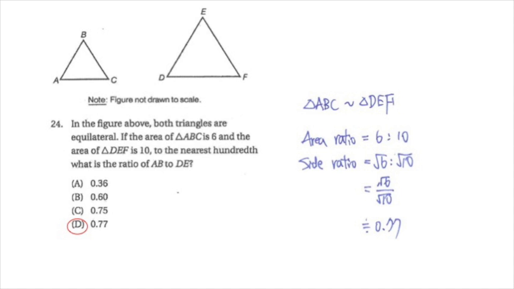Question 24. In this question we'll have two equilateral triangles. The area of triangle ABC is 6 and the area of triangle DEF is 10. We're asked to find, to the nearest hundredth, the ratio of AB to DE. Since the two triangles are both equilateral, we can say that the two triangles are similar to each other. The area ratio is 6 to 10. That means the side ratio is square root of 6 to square root of 10, which is square root of 6 over square root of 10, and throwing that into the calculator, it's roughly 0.77.